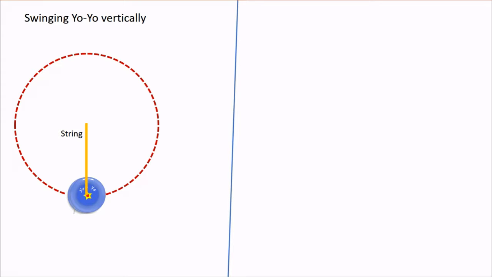Now when we ask the question, what's the tension in the string, the answer will change depending where in the circle we are. I'll just show you 2 points of interest.